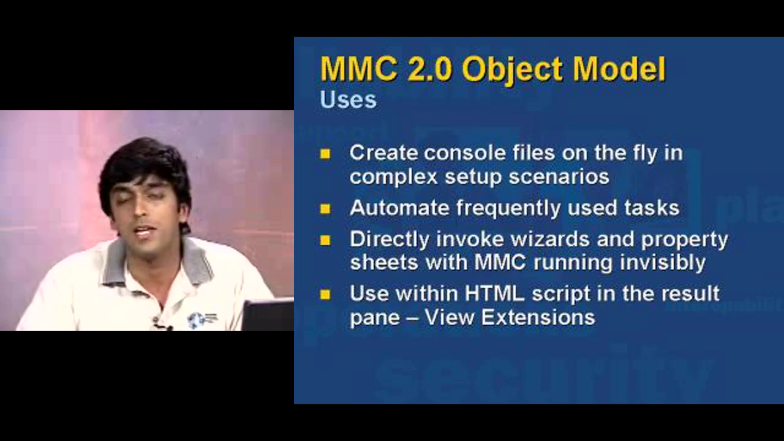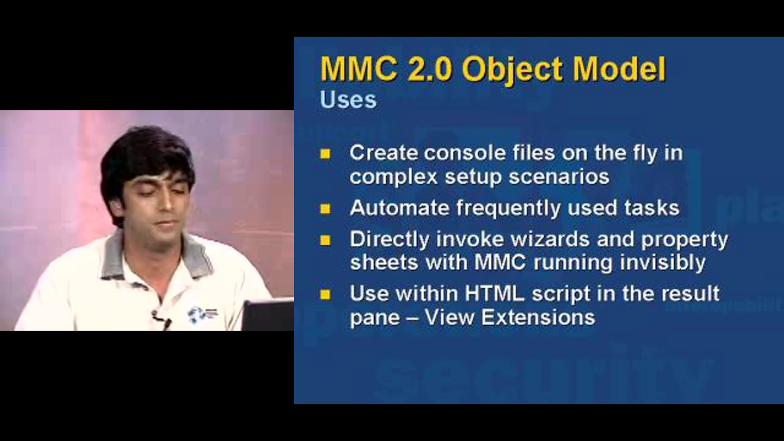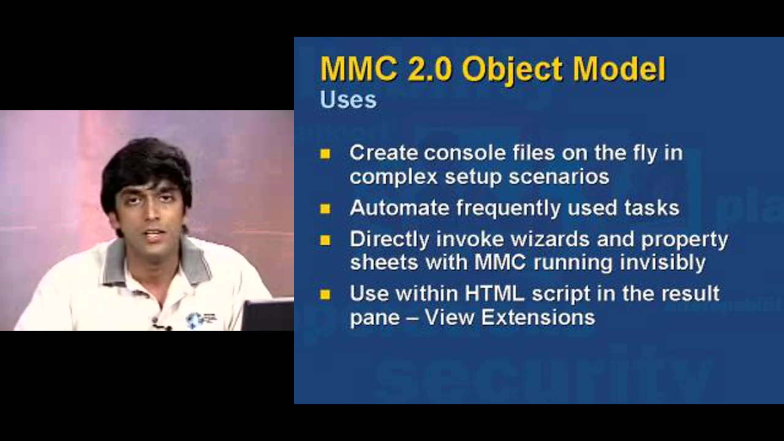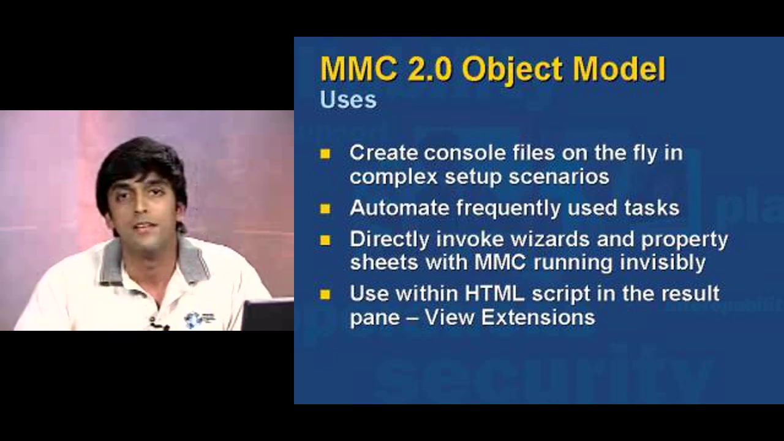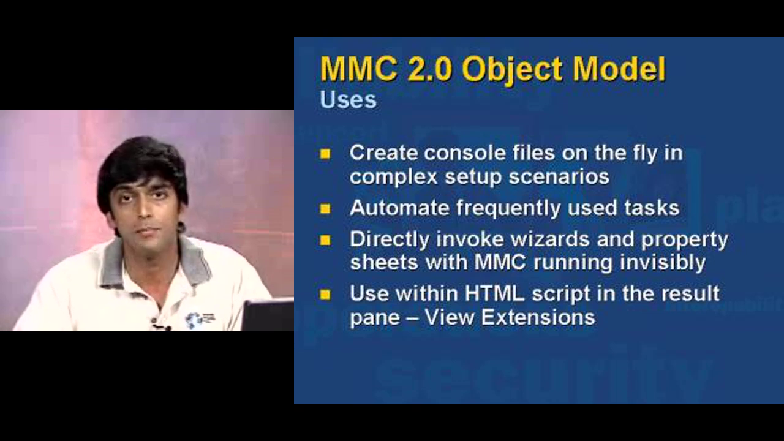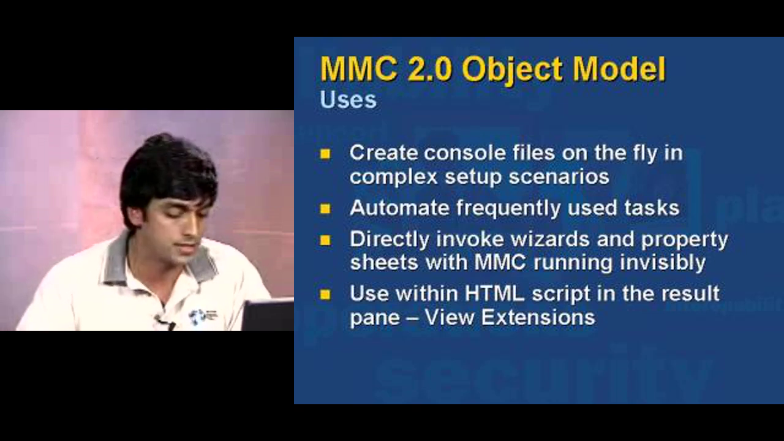Finally, the object model can be used within HTML running in the result pane. And the new view extension model, about which I will go into in a little more detail, uses this feature quite extensively. So imagine, if you will, HTML in the result pane that uses the object model of MMC to react to actions done by the user, and potentially display interesting UI or provide other information, for example, that's not provided directly by the snap-in.